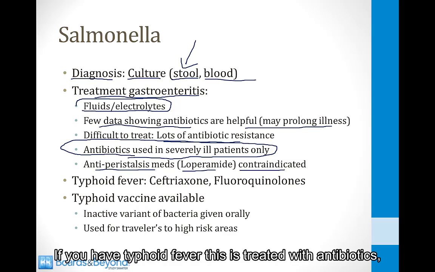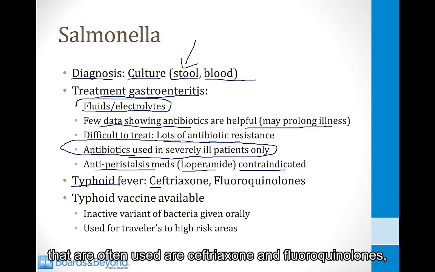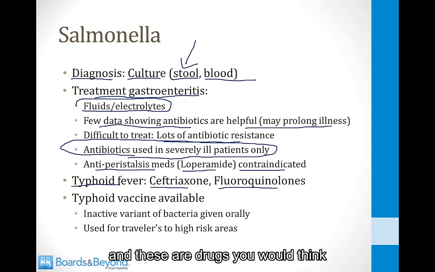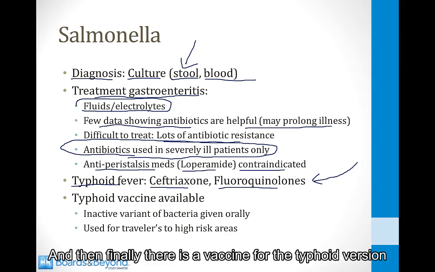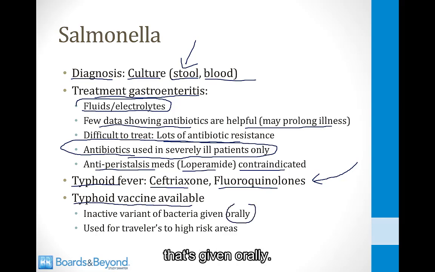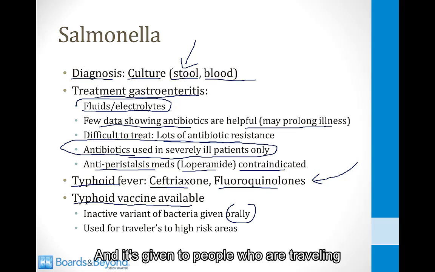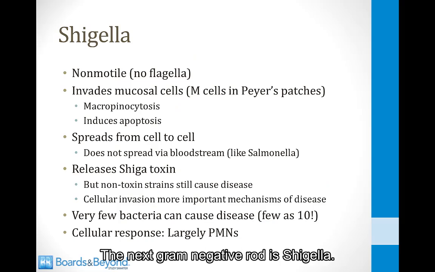If you have typhoid fever, this is treated with antibiotics. It's also difficult to treat due to a lot of resistance, but some of the antibiotics that are often used are ceftriaxone and fluoroquinolones, and these are drugs you would think of for treating gram-negative bacteria. And then finally, there is a vaccine for the typhoid version of Salmonella. It's an inactive variant of the bacteria that's given orally, and it's given to people who are traveling to areas where there's a high risk of getting typhoid fever. The next gram-negative rod is Shigella.